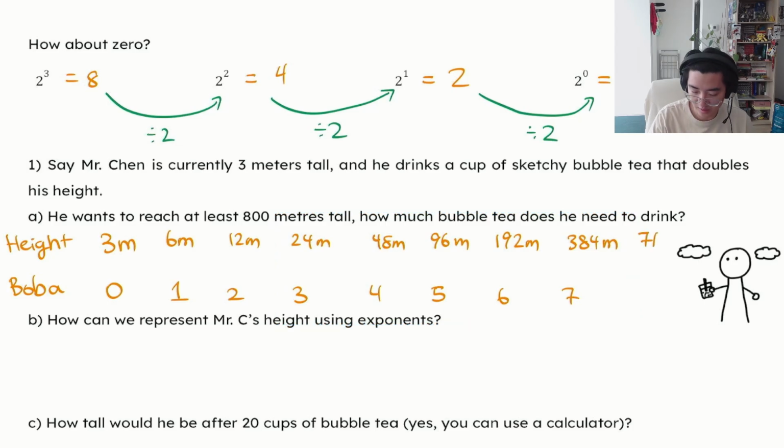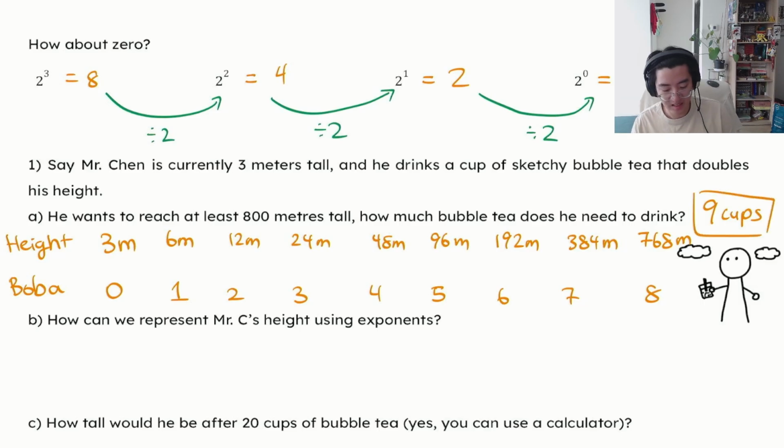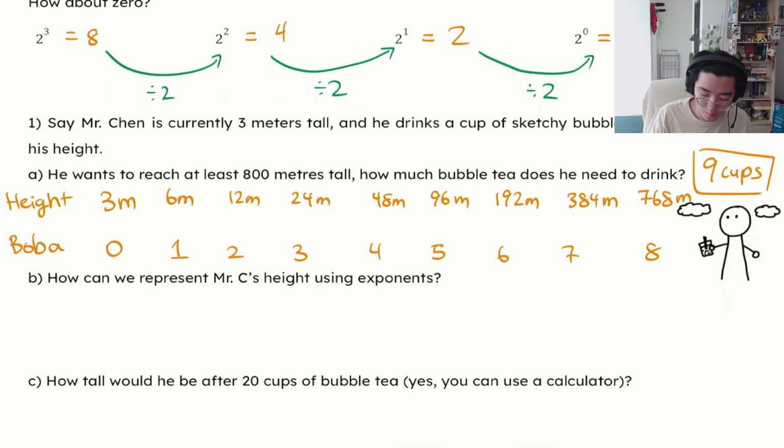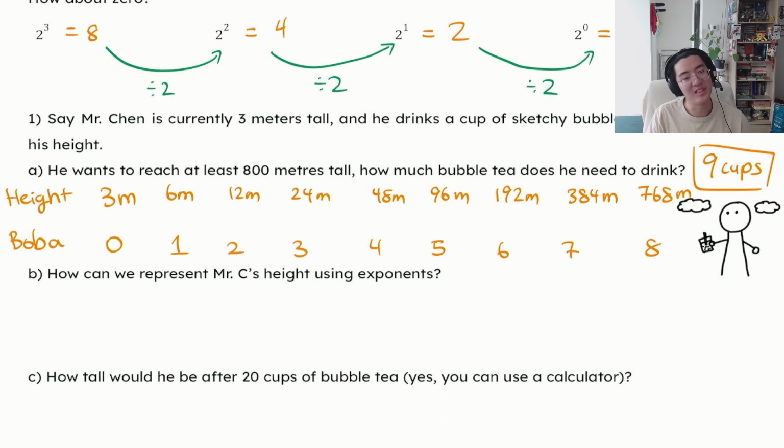One last drink. Oh, almost one last drink. Right, it's 8 cups. So of course, after that, we know for sure that by 9 cups, I will reach above 800 meters tall, because by 8 cups, I'm at 768. So now, how can we represent this using exponents?